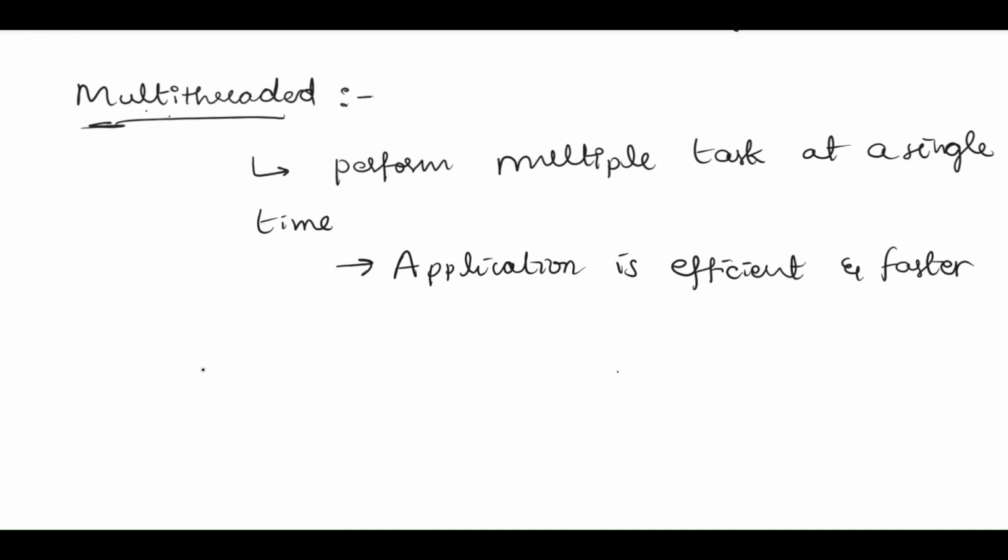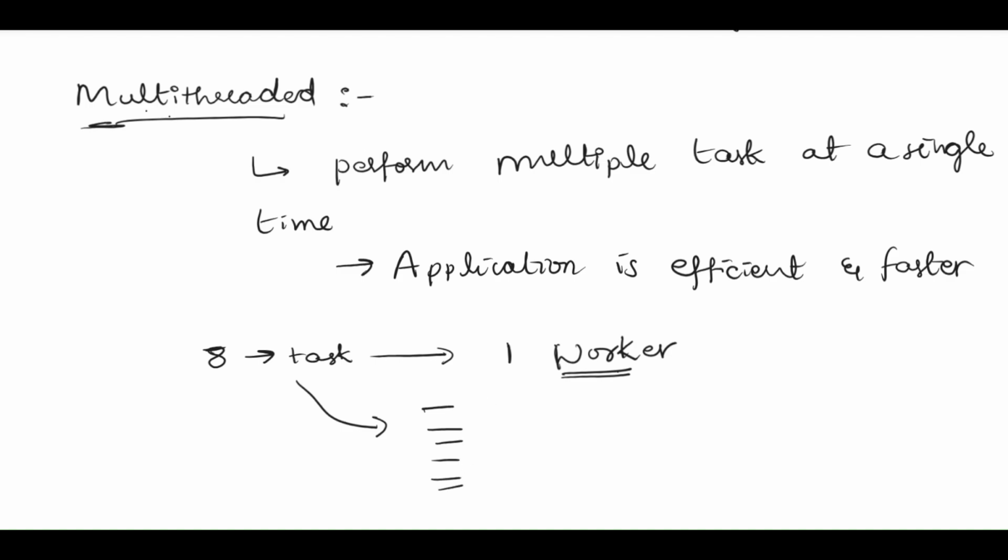So for multi-threading, for example, consider we have 8 different tasks. If we assign the 8 tasks to a single worker, versus assigning the 8 tasks to 8 different workers, in this case efficiency is more and time taken is less.